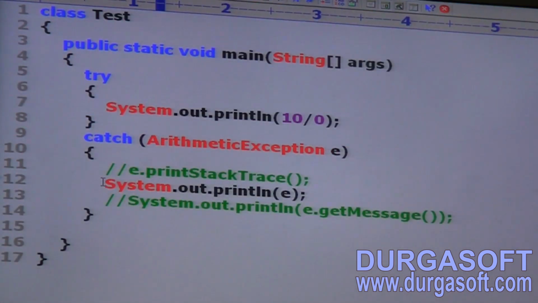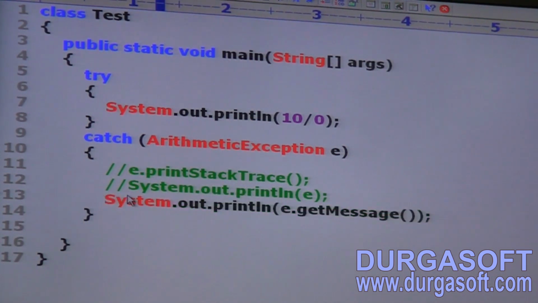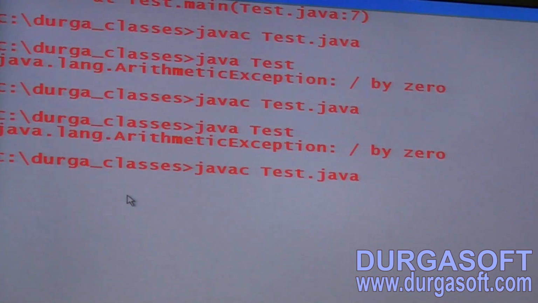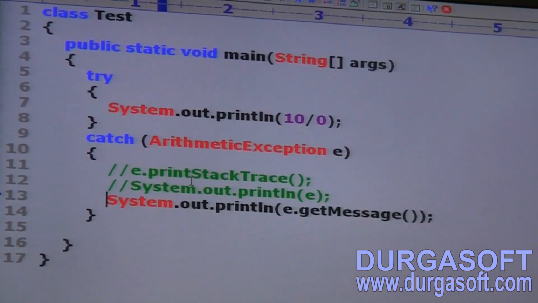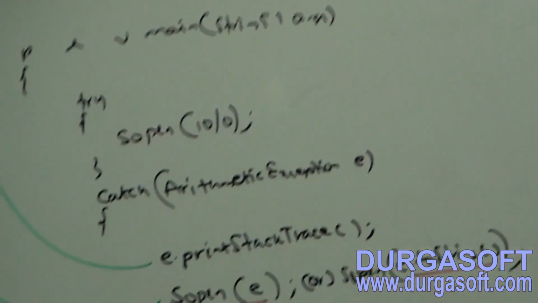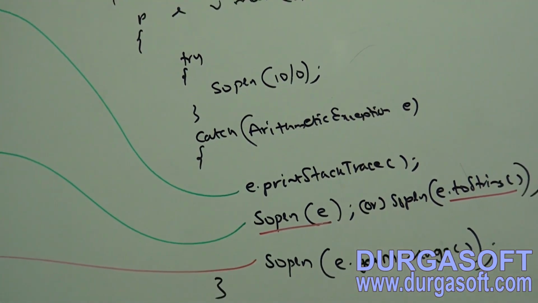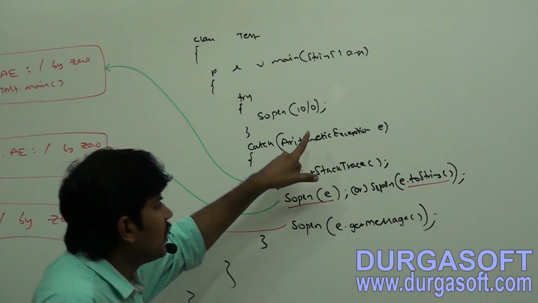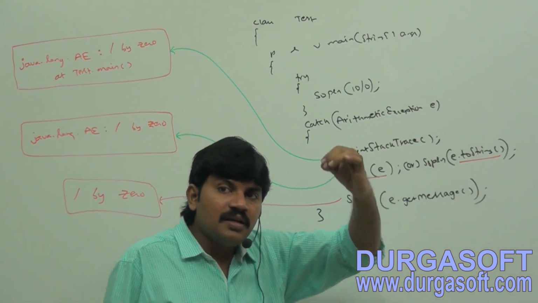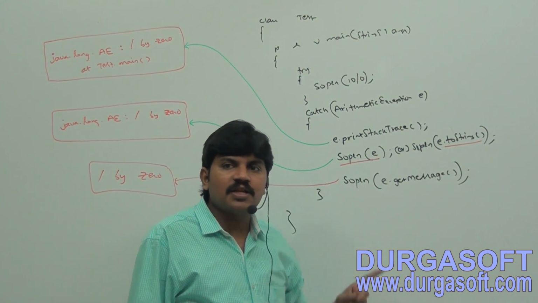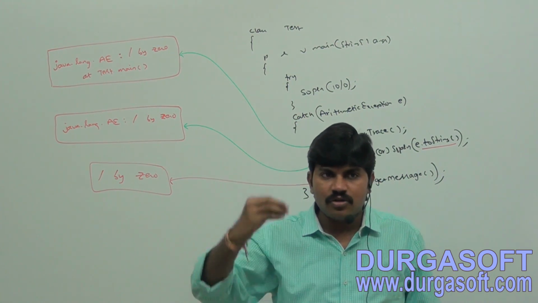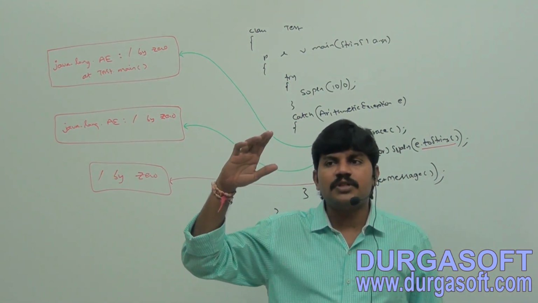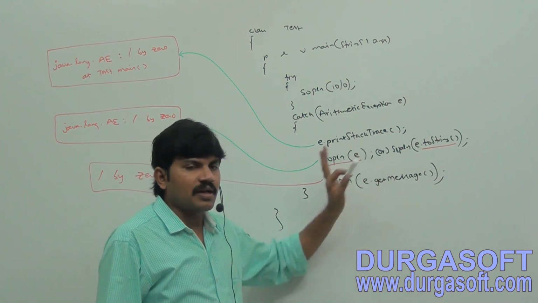Next, sir, I'm taking SOP of e.getMessage. Can you tell what the getMessage method gives? Just only division by 0. So that's all. So how many methods are there to print exception information? 3 methods. These 3 methods you can call on any exception object or on any error object, because these methods are present in the Throwable class. If the parent class contains them, automatically you can call those methods on any child object, on any exception object or on any error object. Happily you can call these 3 methods, right?